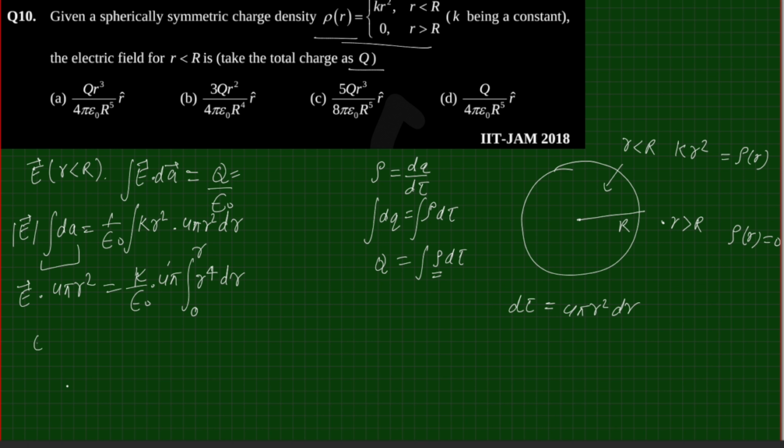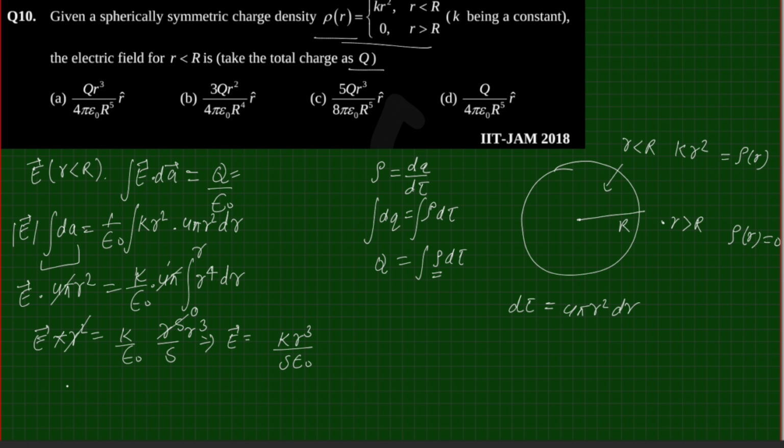So in the electric field, 4 pi will cancel out. E times r square equals k over epsilon naught times r5 over 5, and r square will cancel out, leaving r cube. So from here the electric field can be written as k r cube over 5 epsilon naught.